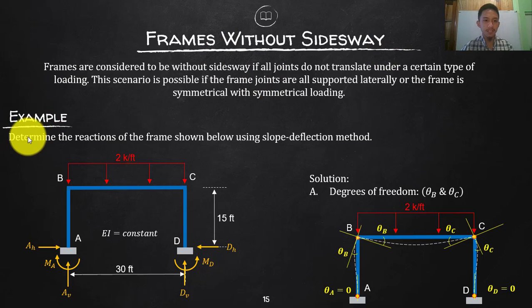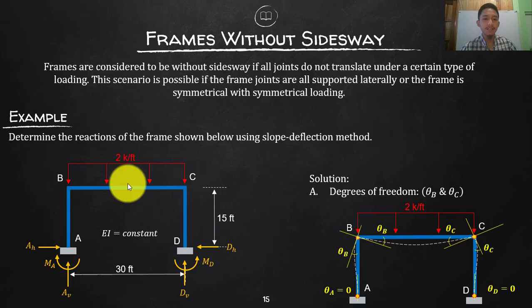Now, let's try to have an example. Determine the reactions of the frame shown below using your slope deflection method. Okay, so this is our frame, just almost the same as the frame that we solved before on consistent deformation. However, the supports are a little bit different since this is fixed. I made that one fixed for that to be symmetrical. And of course, there was a 10 kips load here, but I removed that one. So let's try to analyze a frame without sidesway.